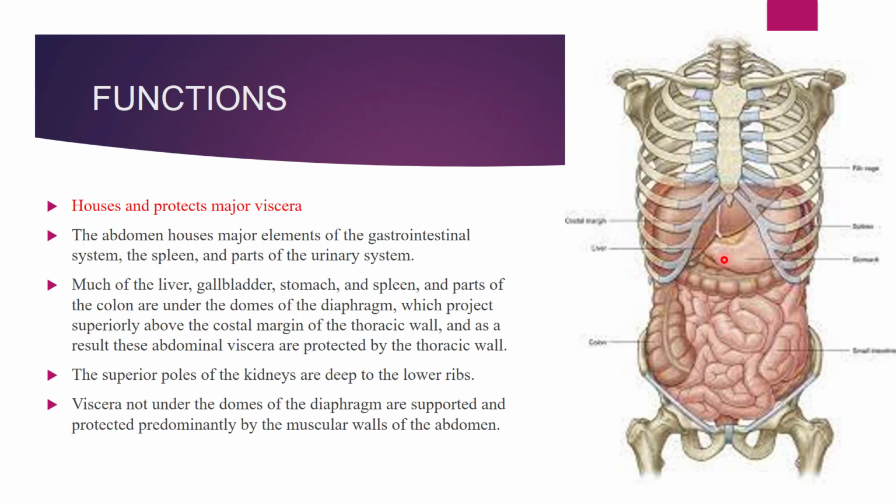Much of the liver, the gallbladder, the stomach, the spleen and parts of the colon are under the dome of the diaphragm. See here, this is the dome of the diaphragm. The superior poles of the kidneys are also deep to the ribs. The viscera not under the dome of the diaphragm are supported and protected predominantly by the muscular wall of the abdomen. See here, there are muscles protecting the abdominal viscera which are not covered and protected by the ribs.